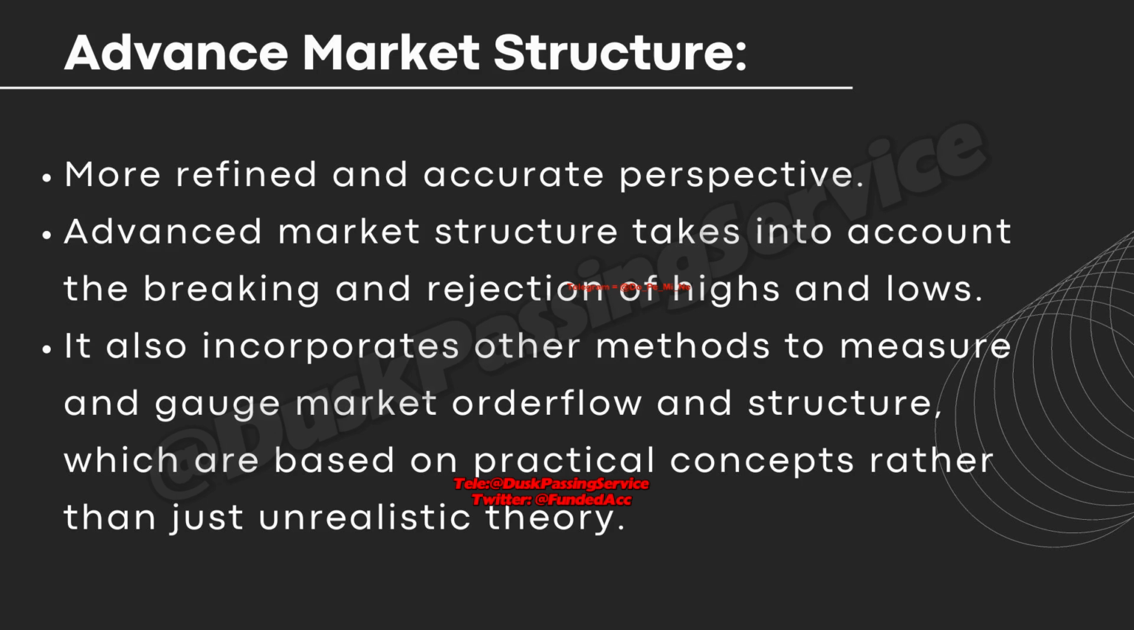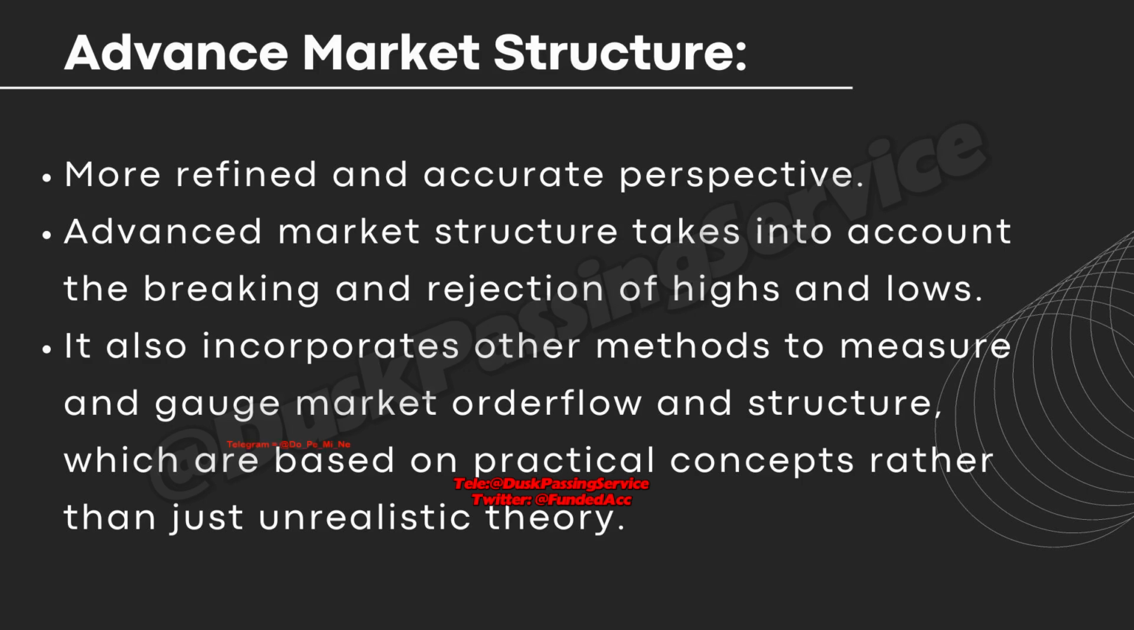This type of market structure provides a more refined and accurate perspective of price and how you're going to be approaching it. Advanced market structure considers breaking and rejecting of highs and lows. Now we're going to discuss what each of them means in just a minute, but that's what it's specifically based around: breaking of highs and lows and the rejection of highs and lows.